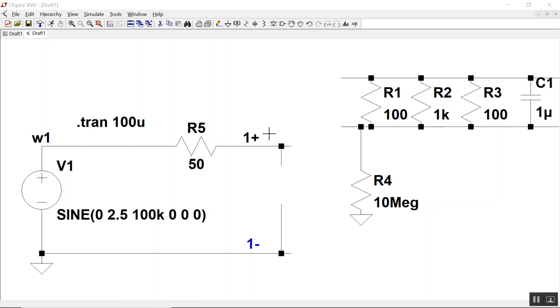Scopy has two channels for an oscilloscope, and the first one is called 1+. And the other side of its channel is 1-, and it's truly differential. It's not tied to ground like a normal oscilloscope. This is blue because this node is already tied to ground, and in LTspice you can only label a node one thing, and ground will take precedence.